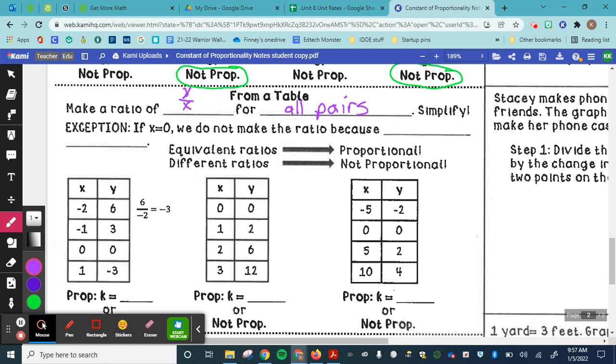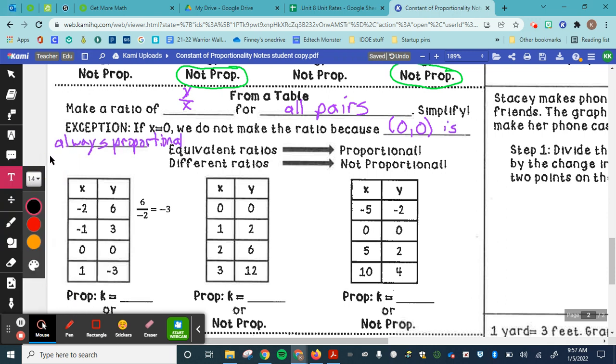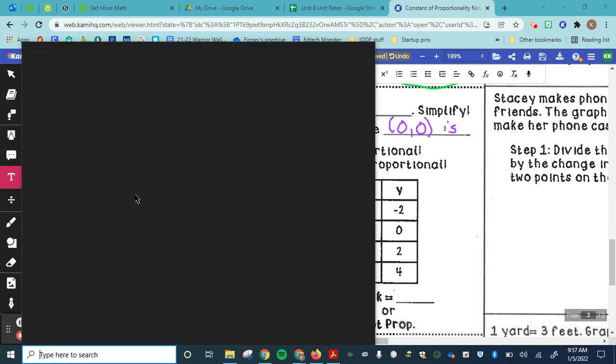The only exception is if x equals 0, we do not make the ratio, because that point 0, 0 is always proportional. Let me type that too, because you can't see it very well. My handwriting is bad. I'm going too fast.